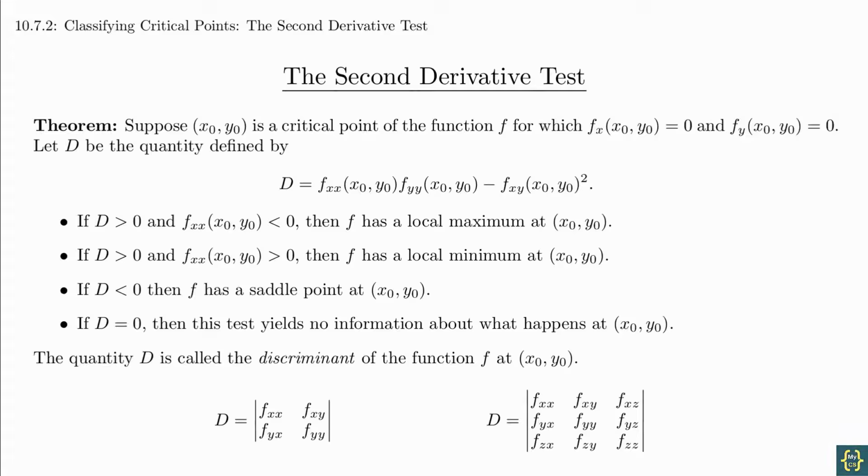To review, in order to find the local extrema of a function, you first identify the critical points by finding where the first derivatives are 0. Then you use the second derivative test to attempt to classify them as minima, maxima, or saddles. And there's also the possibility that the second derivative test will give no result. In the next video, we're going to look at the case of a restricted domain.